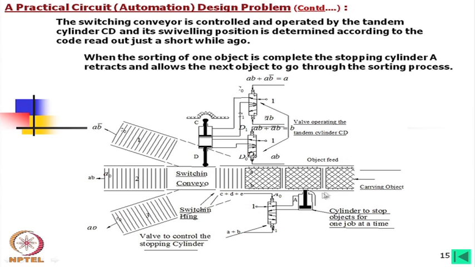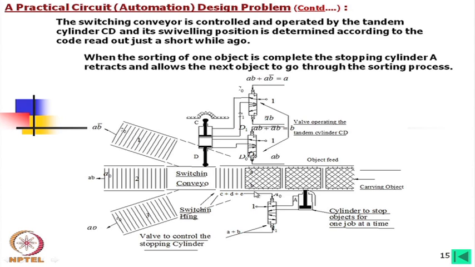That means this basically is stopping here. Now here actually the sorting process is there. So objects are coming, one object here, then this is stopping the other object. So it is being recognized.